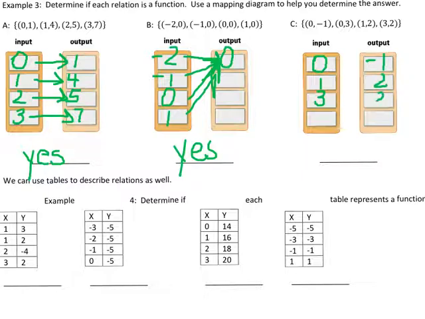And now my job is to draw arrows that match each x with the y that goes with it. So 0 goes with -1, 0 also goes with 3, 1 goes with 2, and 3 goes with 2. So that's what the mapping diagram looks like for part C. Is this a function? I see that this x value is paired with 2 different y values. So because 0 is paired with 2 different y values, this is not a function.